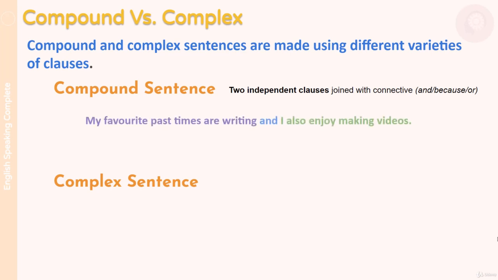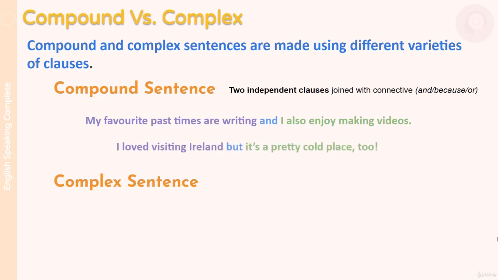My favourite pastime is writing, and I also enjoy making videos. Okay, so in purple, we have one independent clause. My favourite pastime is writing. Now, if I was going to have that on its own, I would say is writing, but I'm adding more detail. And I also enjoy making videos. That's in green, our second independent clause. In blue, we have the connective and we could use different connectives within this example.